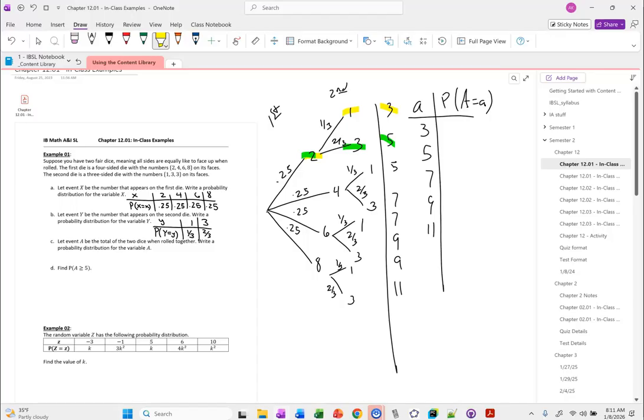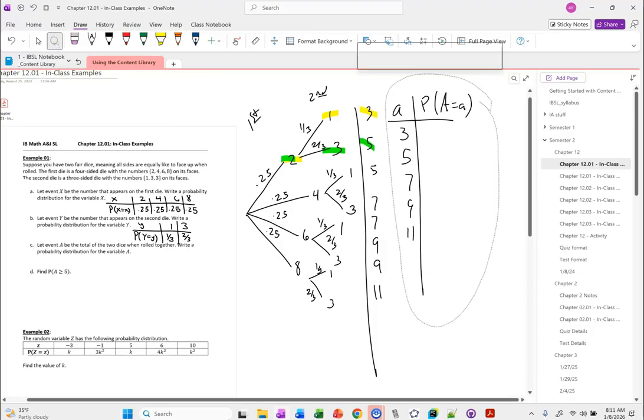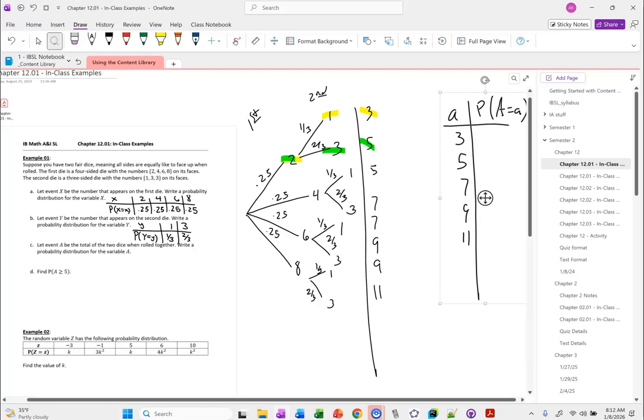Okay, so far so good. So now I need to find the probabilities of each of these. A little bit more space here.